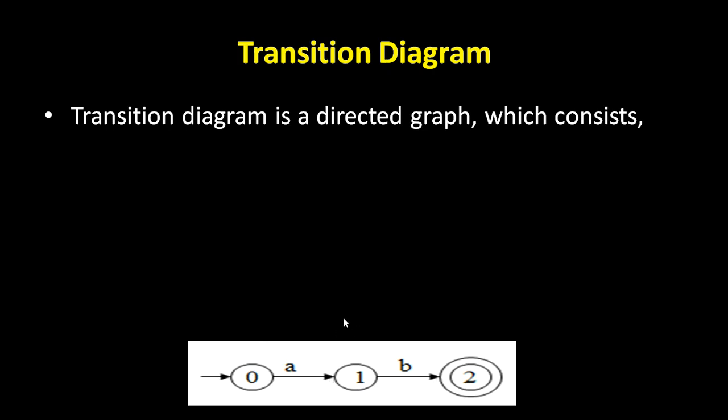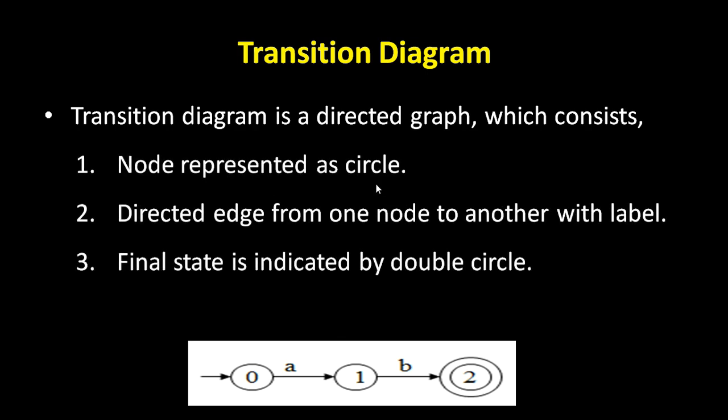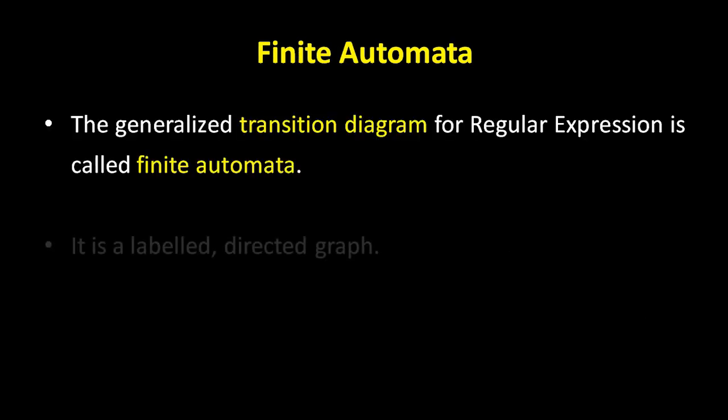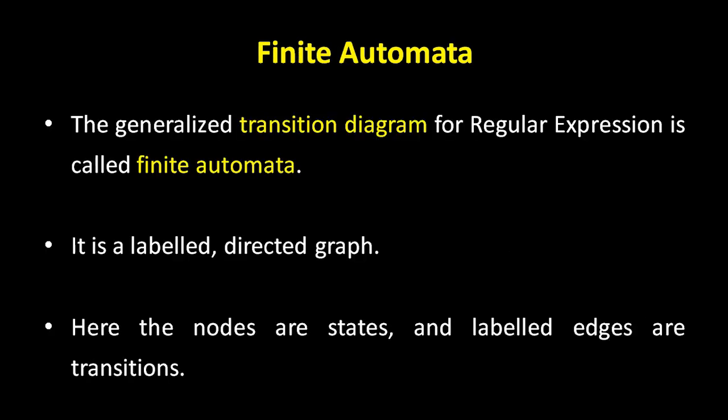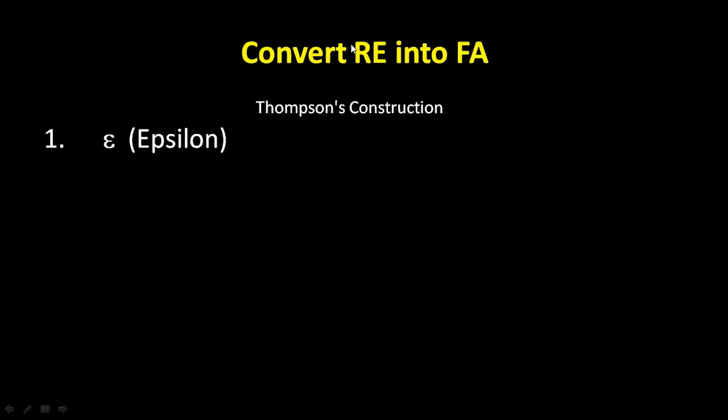And the rules for the transition diagram: the node is represented as a circle. It should contain a label from one node to another node. Final state should be a double circle. So these are the rules for the transition diagram. Now you understand what is finite automata. It is nothing but a transition diagram for regular expression. Now we should know how to convert regular expression into finite automata.